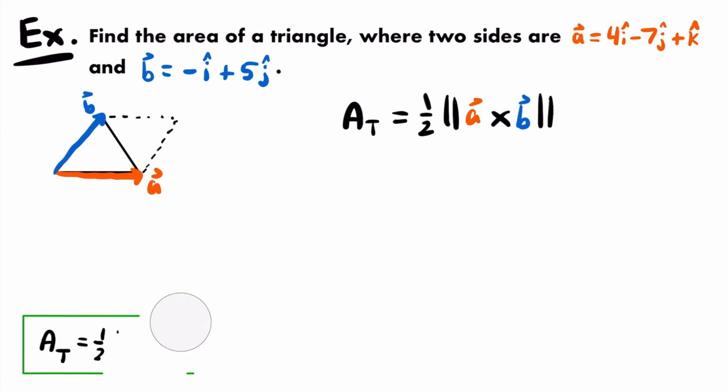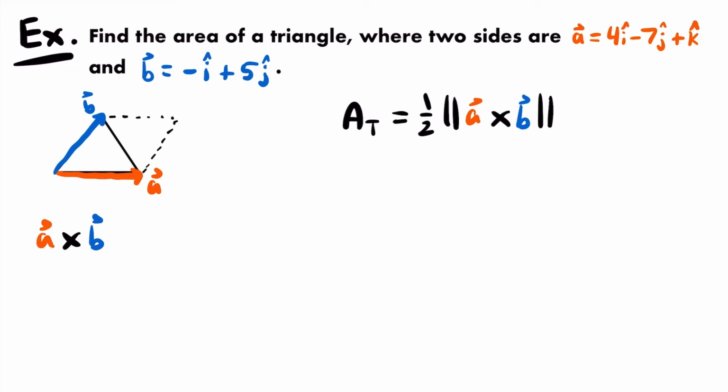But enough about that. Let's work on actually finding this area. The first thing that we need to do is take the cross product of vector A and vector B. So let's do that. We'll have A cross B is equal to the following 3 by 3 determinant. We're going to have vector i, vector j, and vector k. And then the second row will be the components of vector A, and the third row will be the components of vector B.